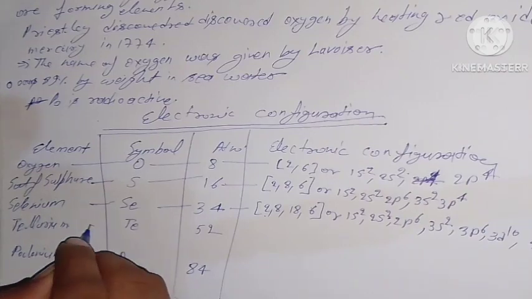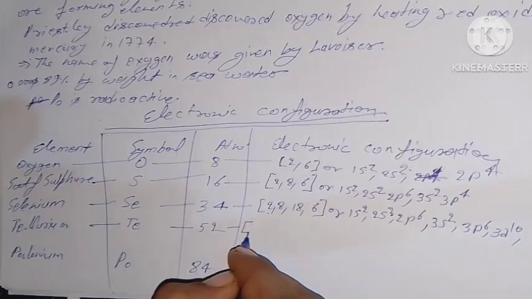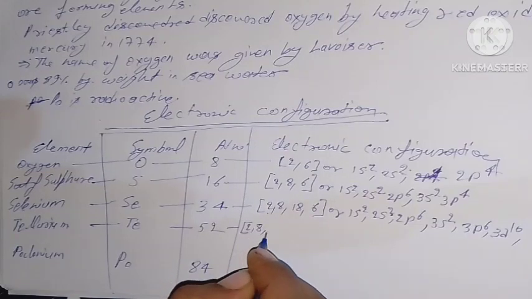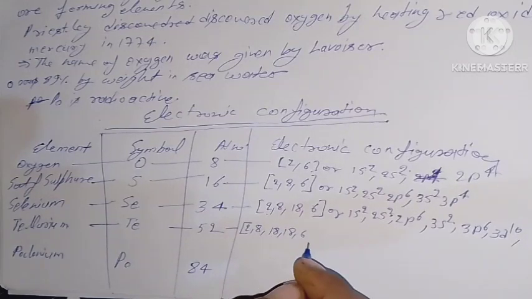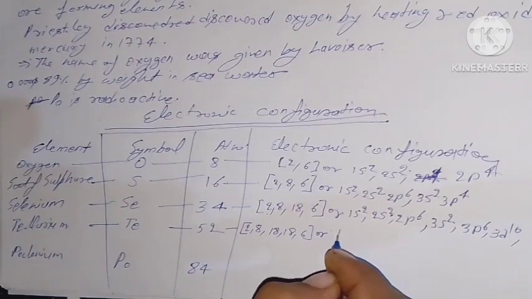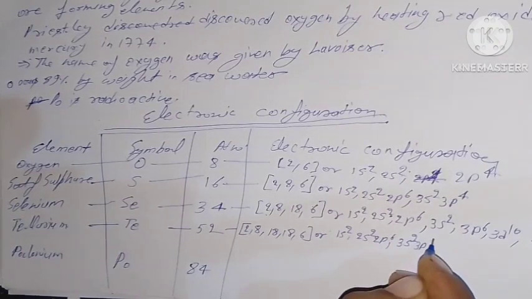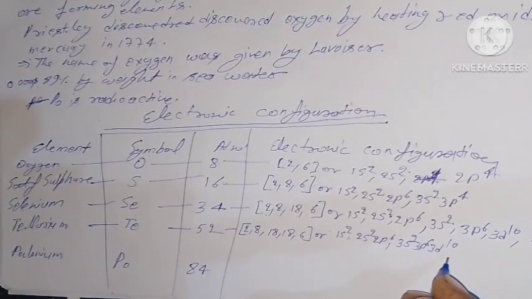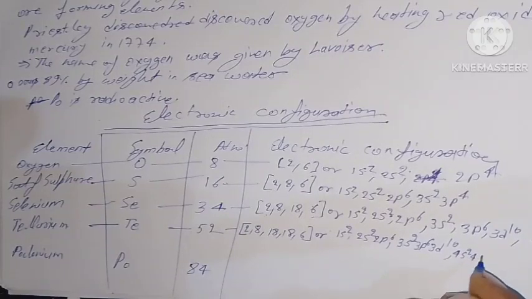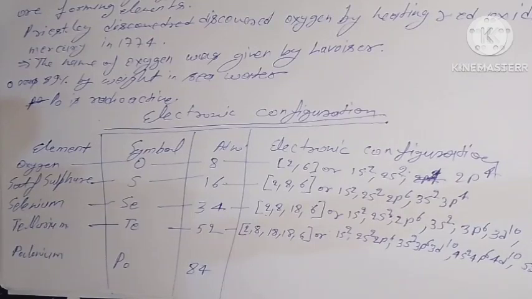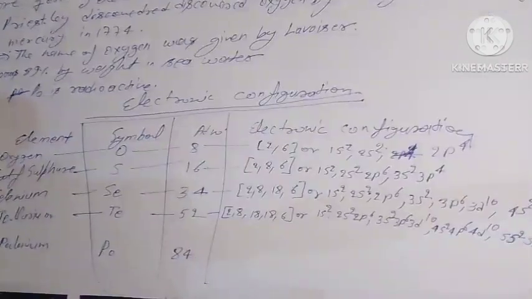The electronic configuration of tellurium is 2, 8, 18, 18, 6, or 1s2, 2s2, 2p6, 3s2, 3p6, 3d10, 4s2, 4p6, 4d10, 5s2, 5p4.